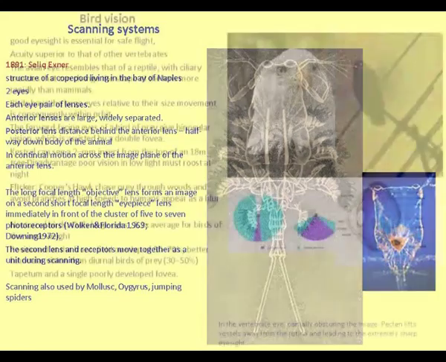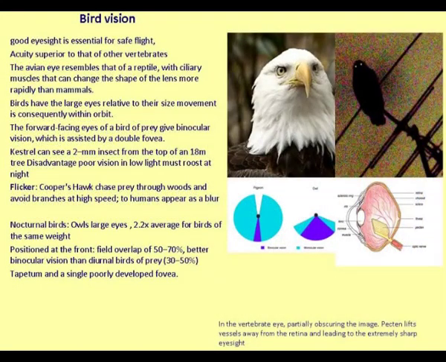Finally, we'll come on to the last group of animals, the birds, which have exceptional visual abilities in different ways because they pack in a lot of receptors. They've got relatively large eyes for their size, and to give us an idea of what it might do, a kestrel can see a 2mm insect from the top of an 18-metre tree, which is astonishing vision, really.